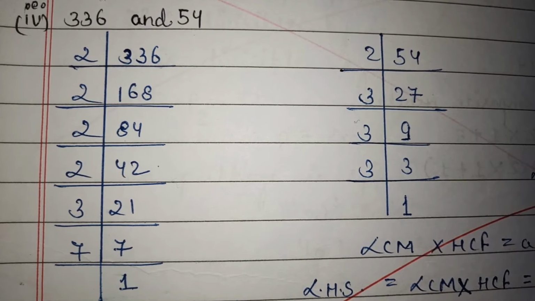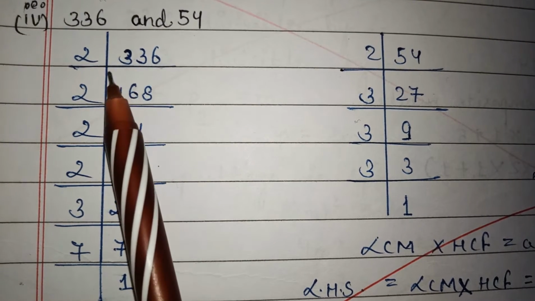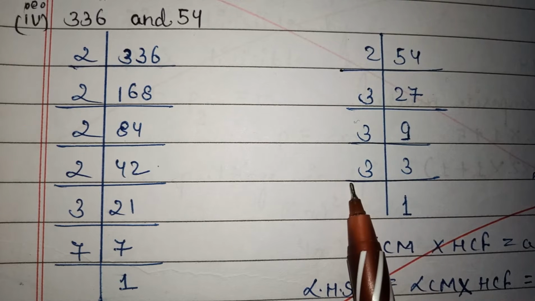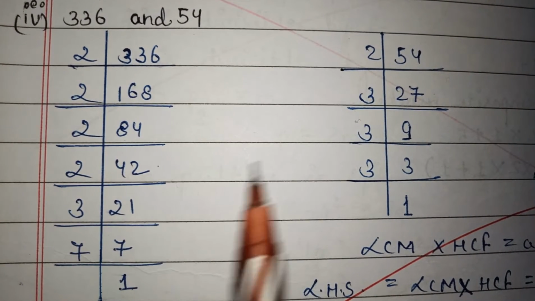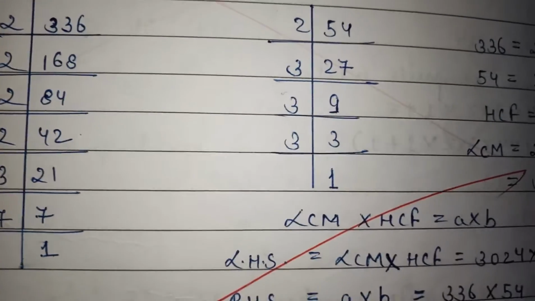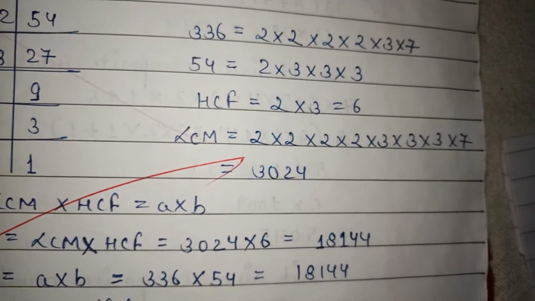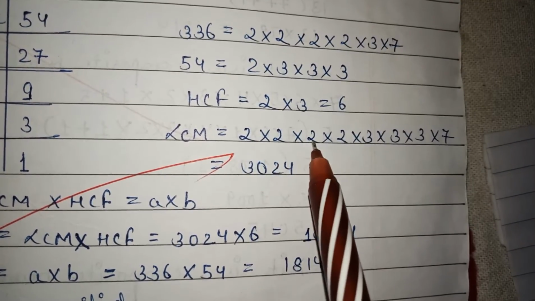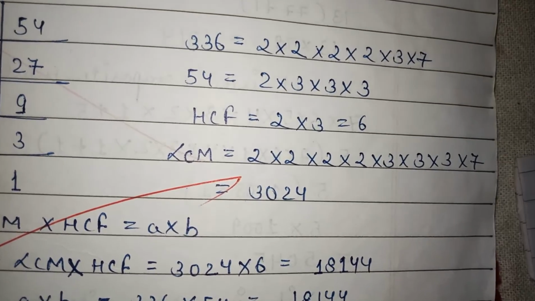Moving to the third part, I have 336 and 54 as two different numbers. Now I have to find their factors individually. Now SCF will be the common factors, that is 2 and 3. So 2 into 3, that is 6, will be the SCF. Now moving to LCM, I get LCM as 2 into 2 into 2 into 2 into 3 into 3 into 3 into 7. How are we getting the LCM?